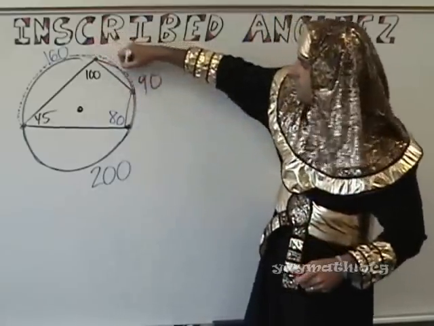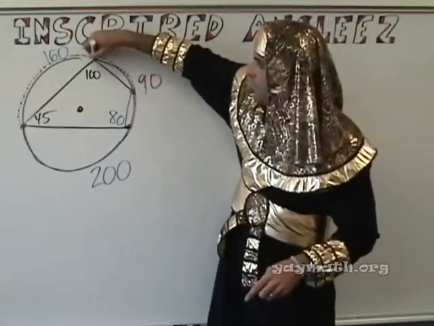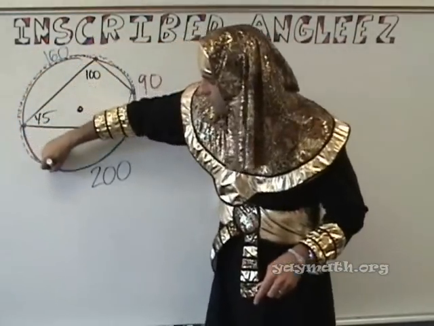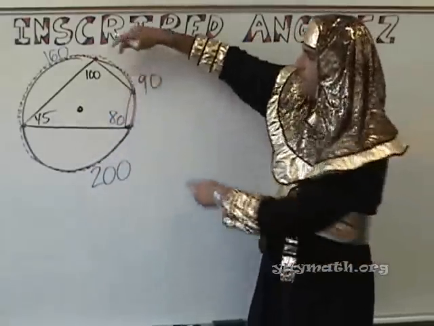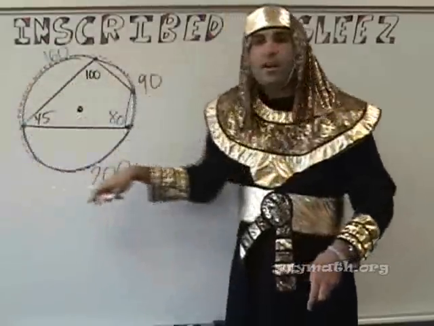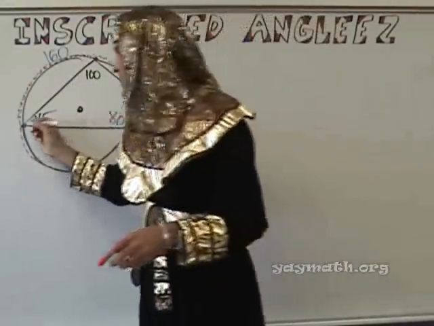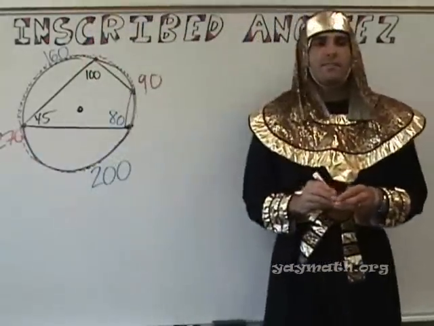So from here to here, the solid red line is 90. So now we're going to go around the rest of the circle. This whole thing is 90. The rest is what? 270. Okay. Why is it 270? Where'd you get the 70? Because it's 360 minus 90.